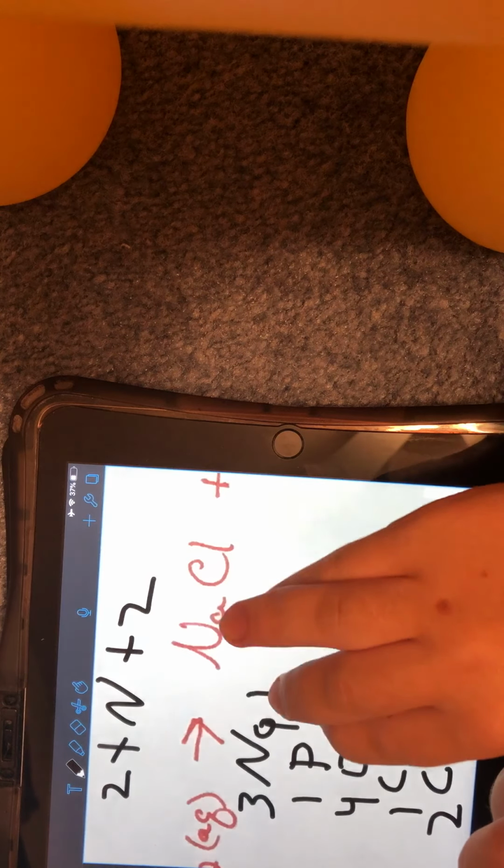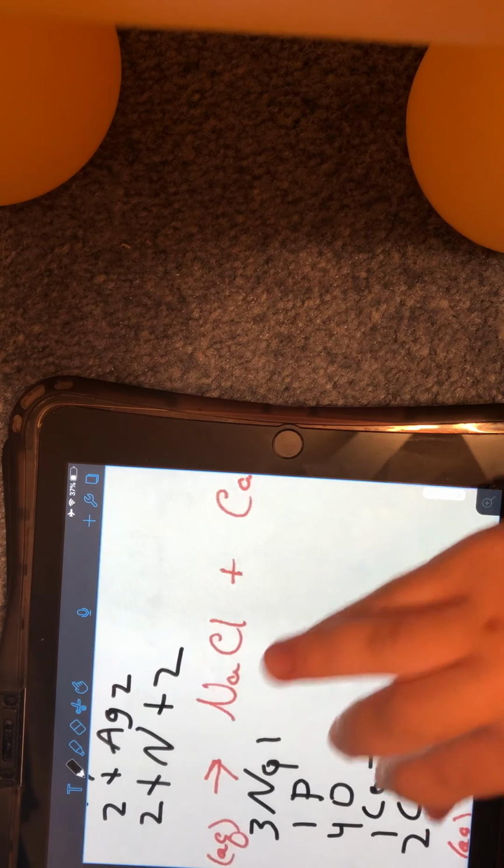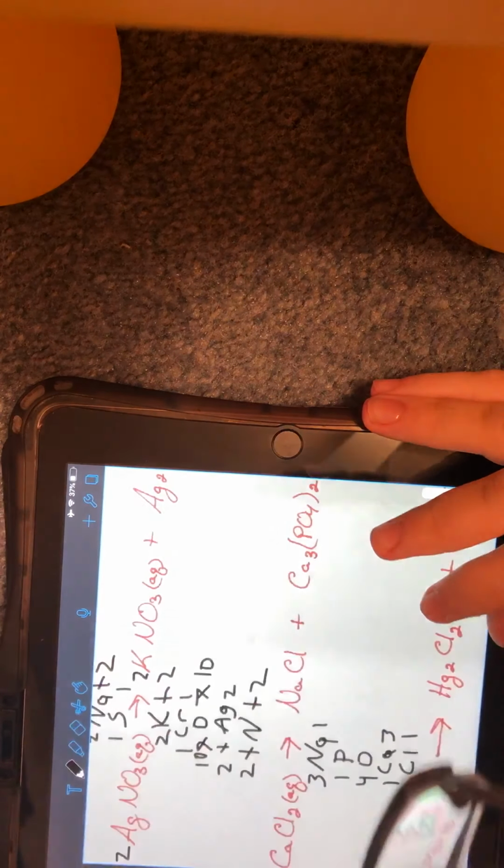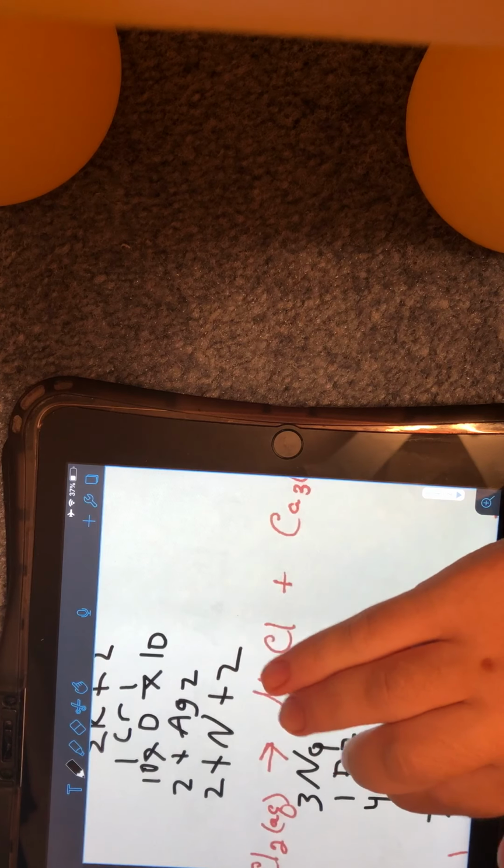And now on the product side, we have 1 Na, 1 Cl, 3 Ca's. Ooh, getting a little dicey there. And we have 2 P's and 8 O's because you see that it's in the parentheses there, and 2 is a subscript, so it's going to multiply all that.